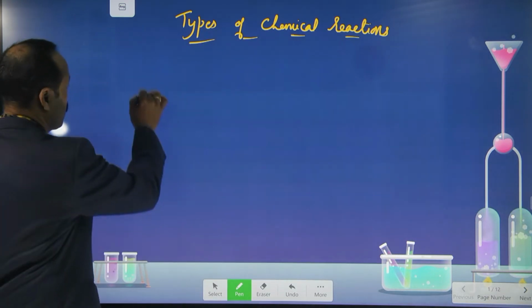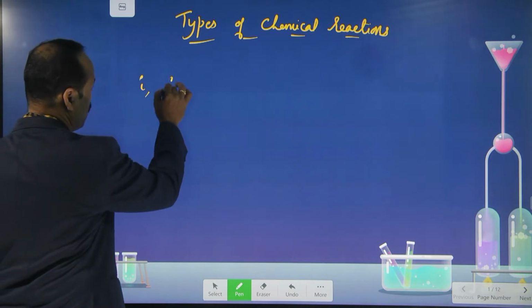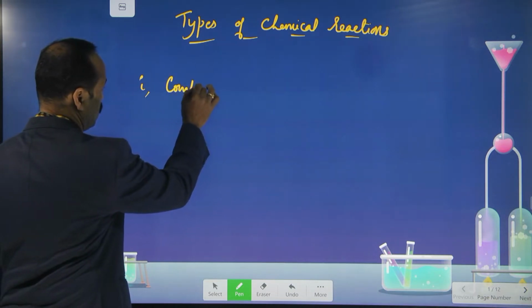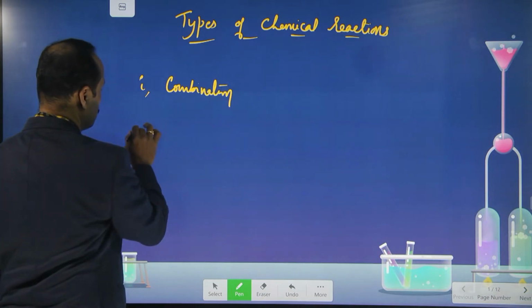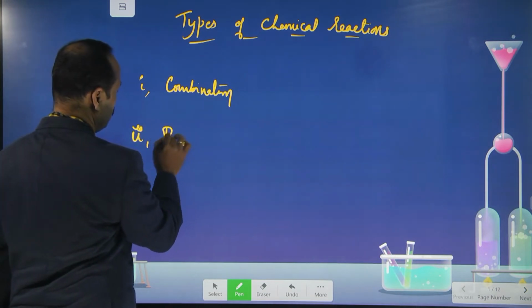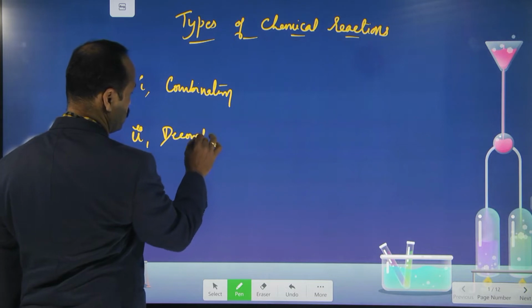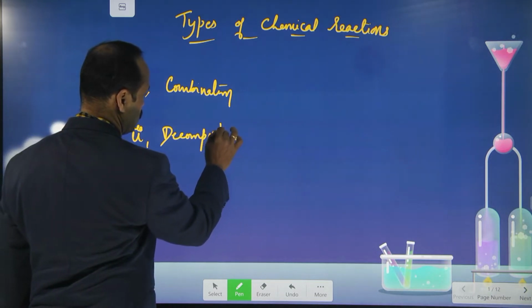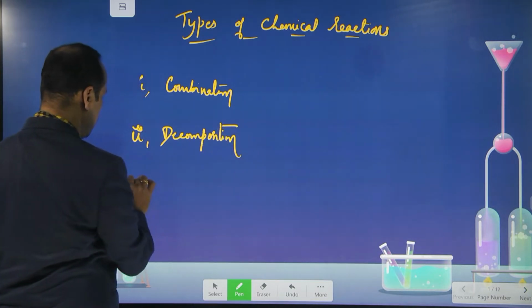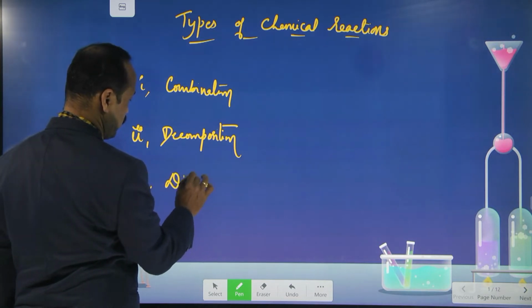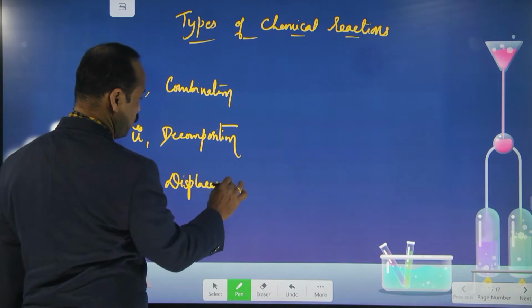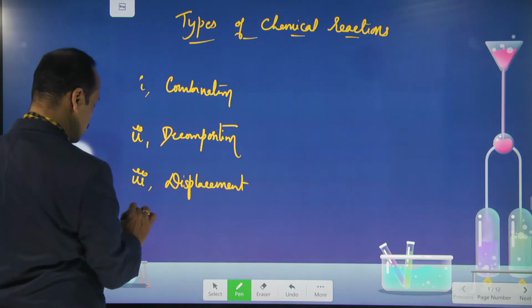I explained to you. The first one is combination, second one is decomposition, third one is displacement, and fourth one is double displacement.